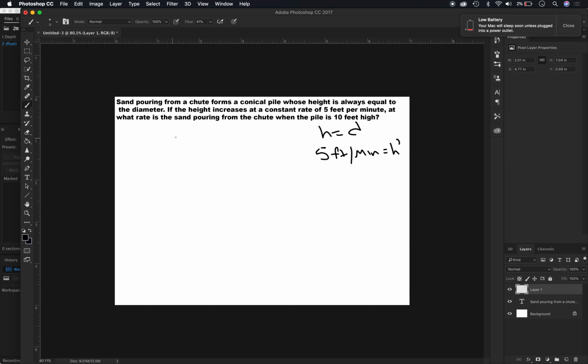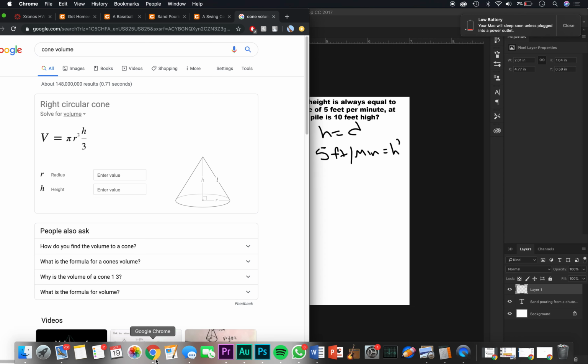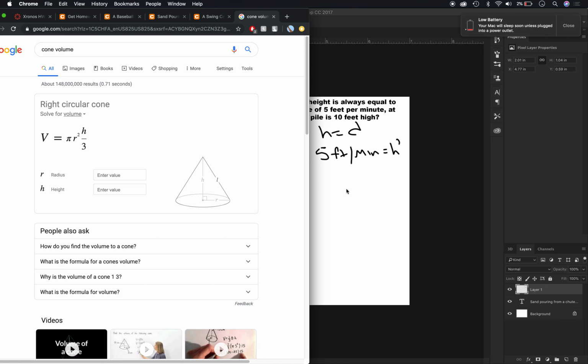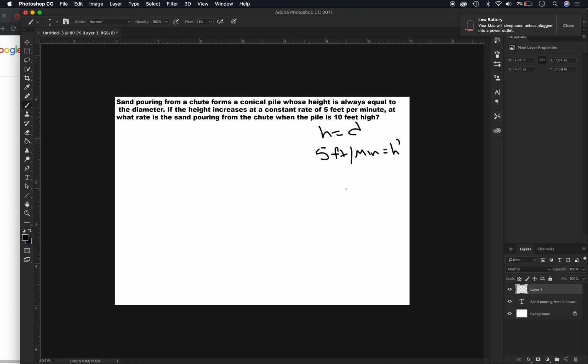So let's get our little equation out here. Do I remember it? Nope. I'm going to have to look that up. Okay, V equals pi r squared, right? V equals pi r squared, and then what? H over 3? Yes, H over 3. Hold on, I have to plug in my computer, otherwise it's going to die. Okay, there we go.